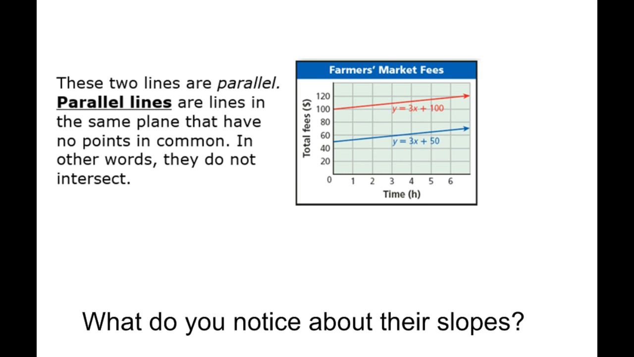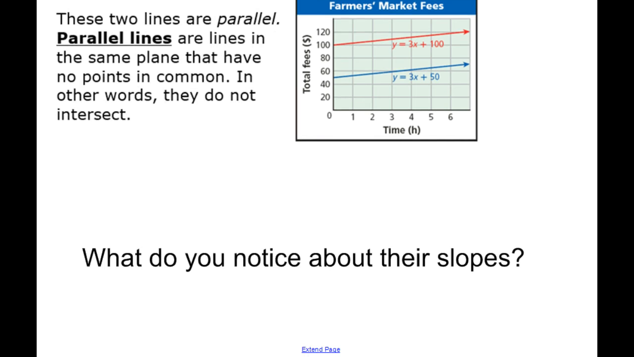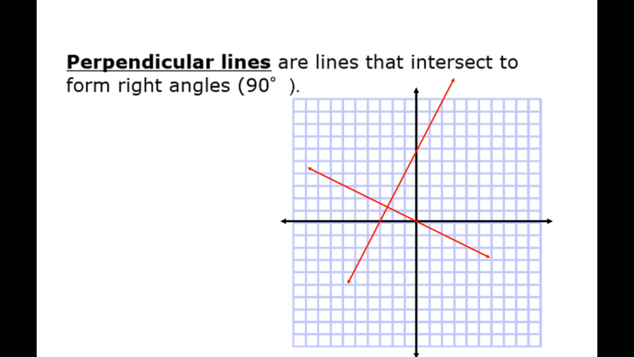If you look over here, what do you notice about the slopes of those two lines? Hopefully you will notice that they are the same. Take a look at the y-intercepts. They're different. So we can conclude that parallel lines have the same slopes but different y-intercepts. Perpendicular lines look more like this. They cross to form 90-degree angles.